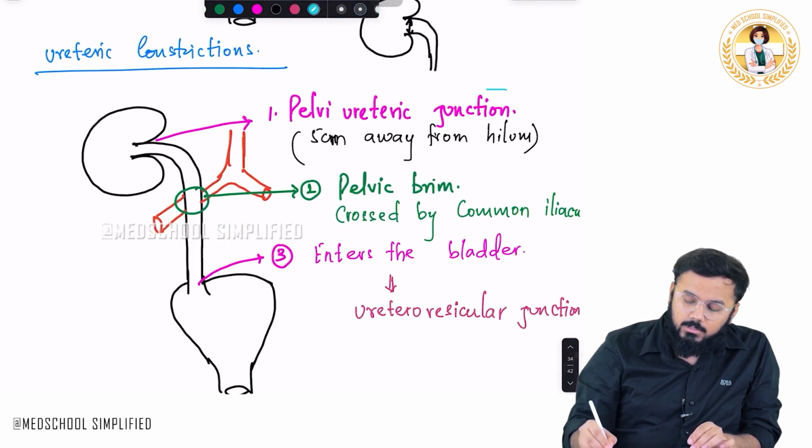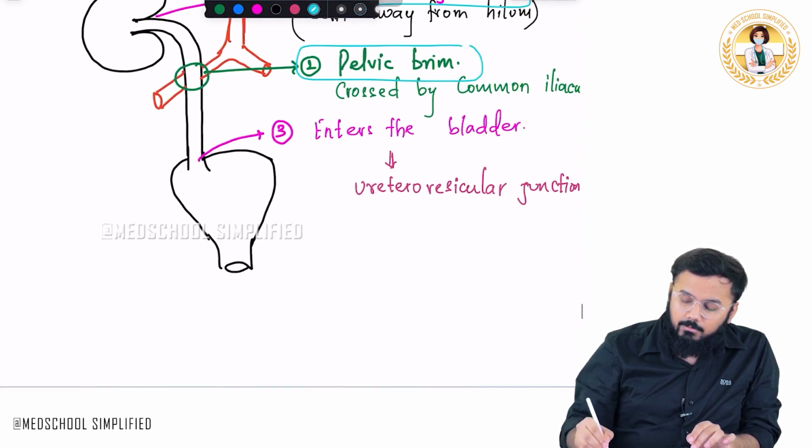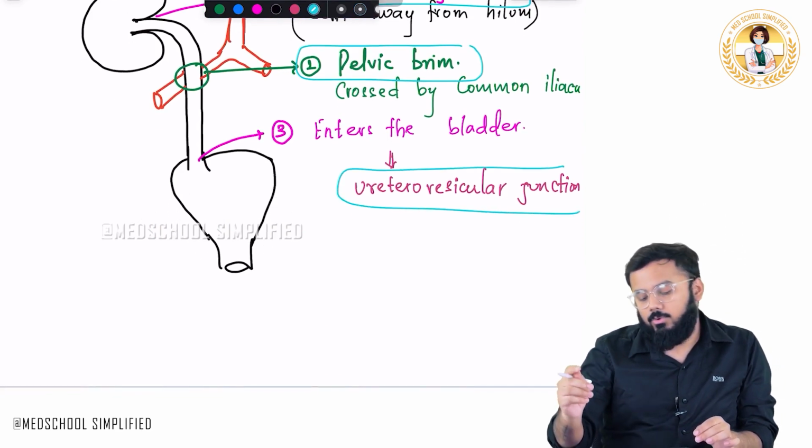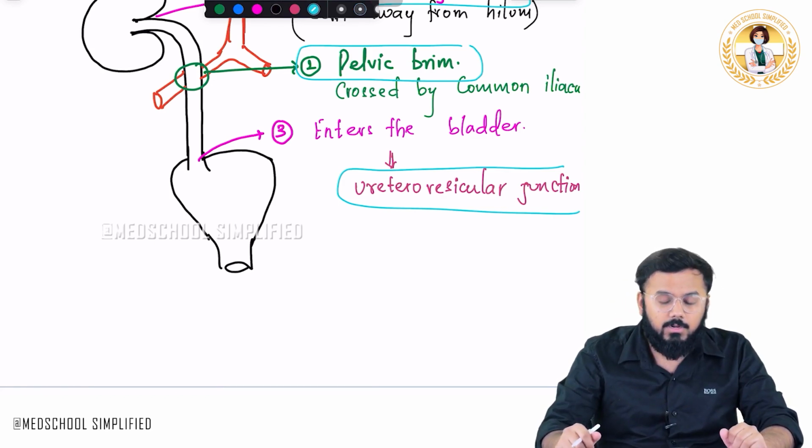So there are three important constrictions over here. One is called the pelvic-ureteric constriction. The second is at the level of the pelvic brim, and the third is called the ureterovesicular junction. These are the three important constrictions which you can see over here.